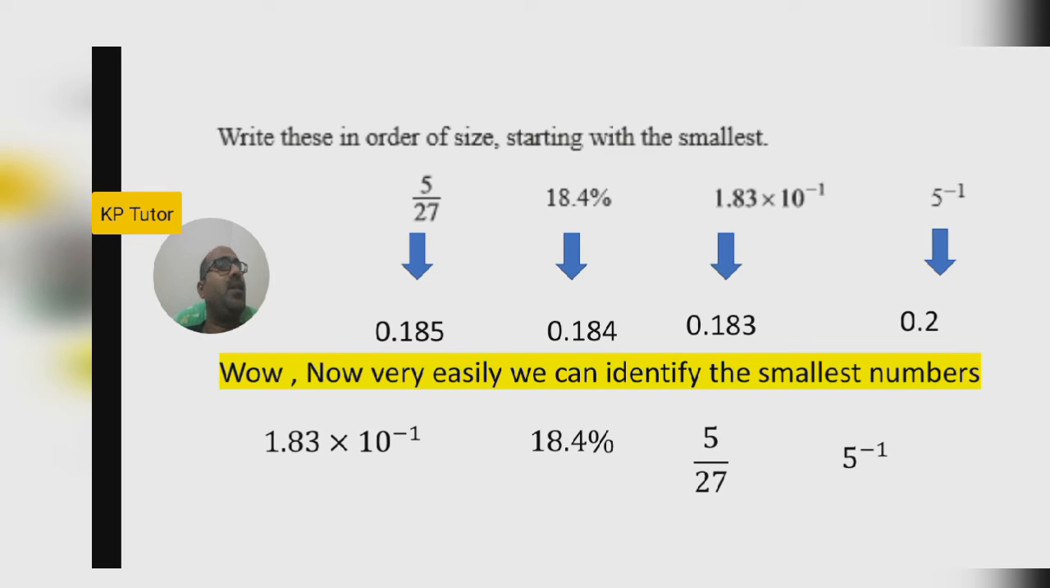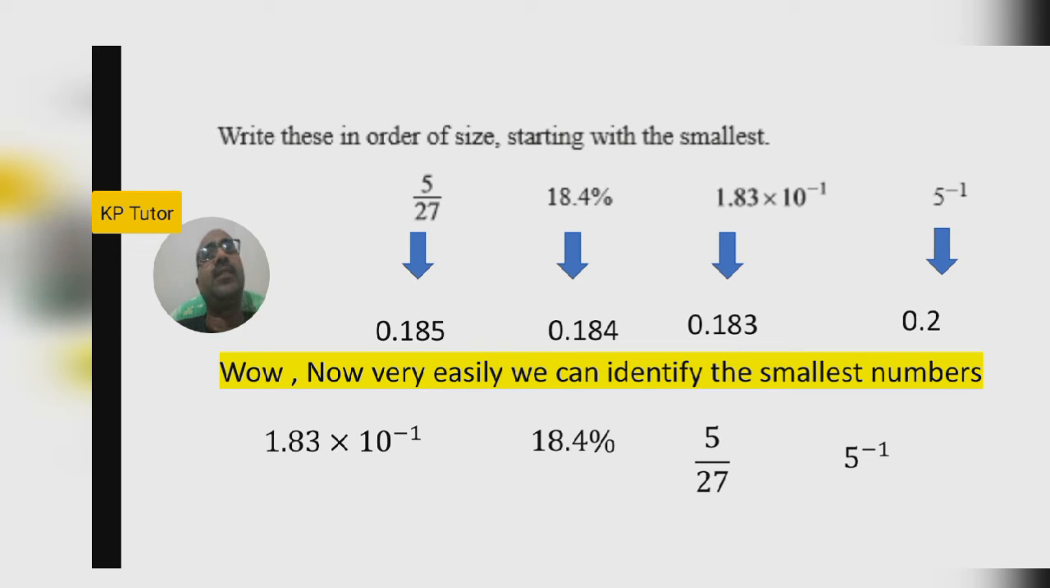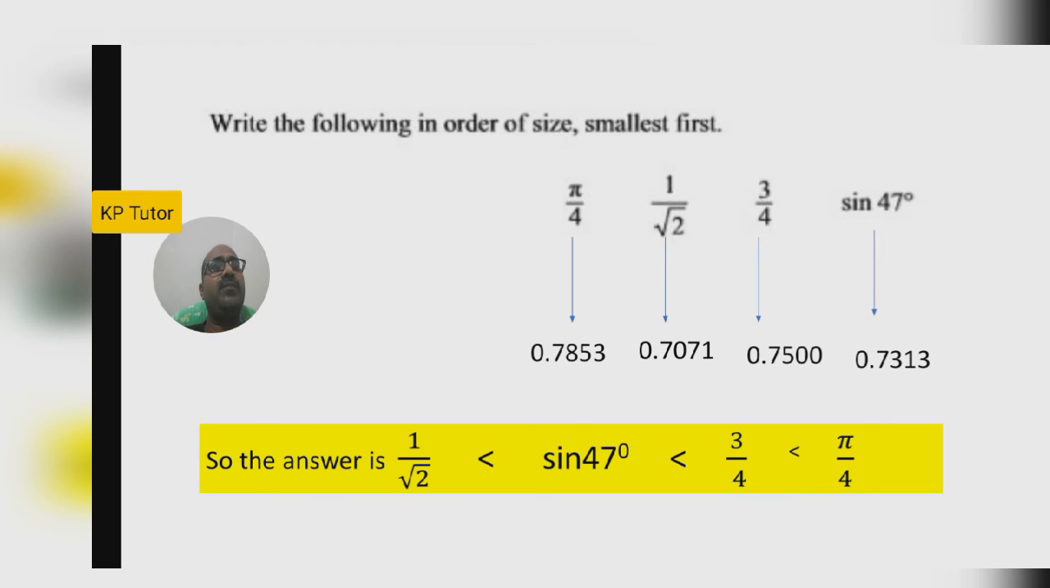If you have any difficulty, you can change 0.2 to 0.200, then 200 will come to your mind automatically. 200, okay, 185, 184, 183, easily 183. That means 0.183 is the smallest, that is 1.83 into 10 to the power minus 1. Then you will get the next bigger number. The biggest is the last, 0.2, that is 5 to the power minus 1.